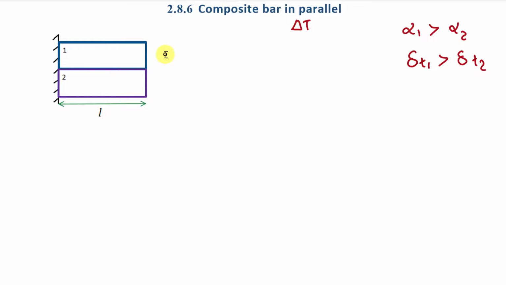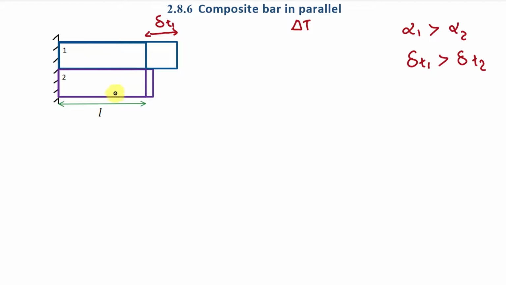First of all, let us assume that these both bodies are not connected to each other. So if we increase the temperature by delta T, then body 1 will deform, let's say up to here. And here this is the deformation in body 1 due to the increase in temperature delta T, delta T1. And let's say due to this increase in temperature delta T, body 2 elongates like this.